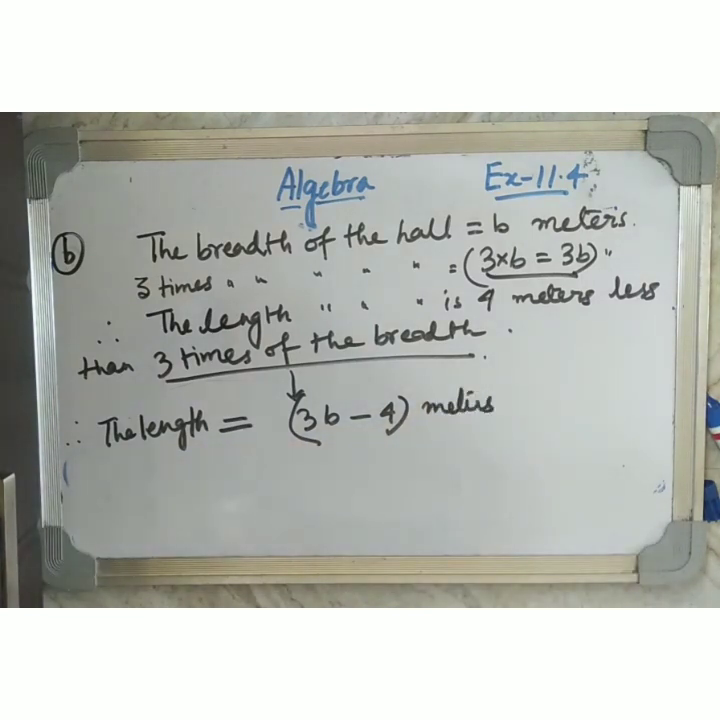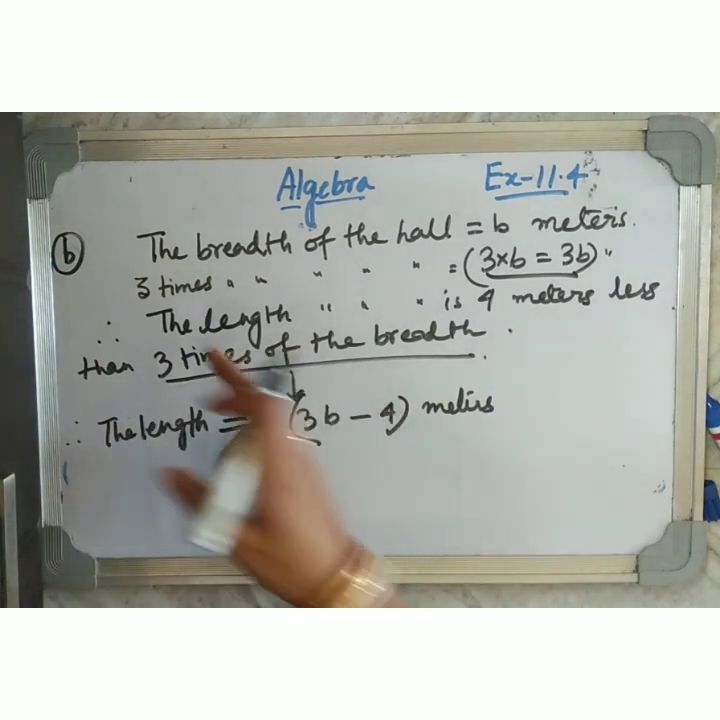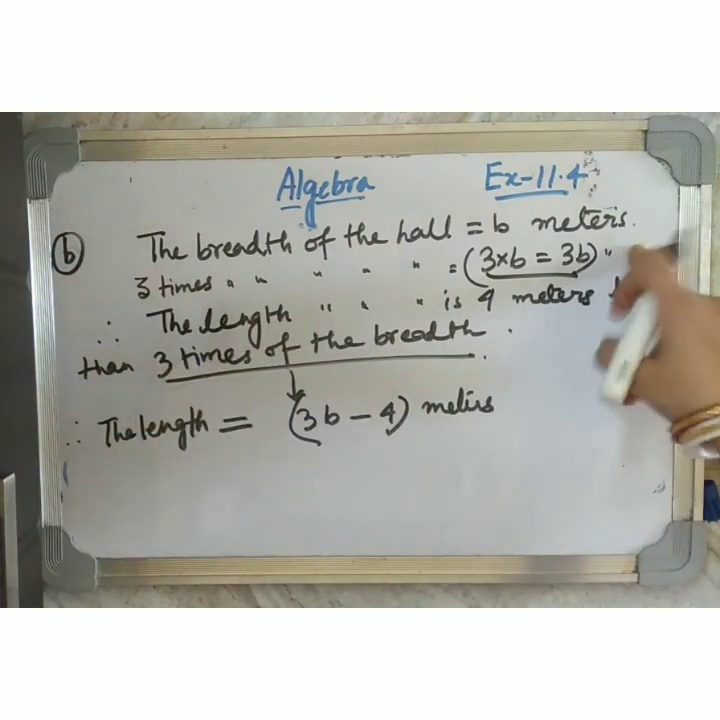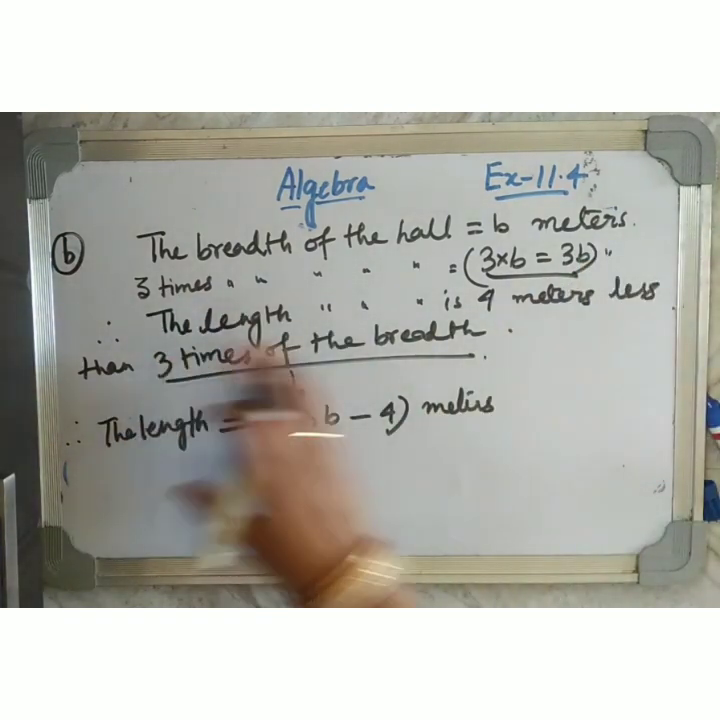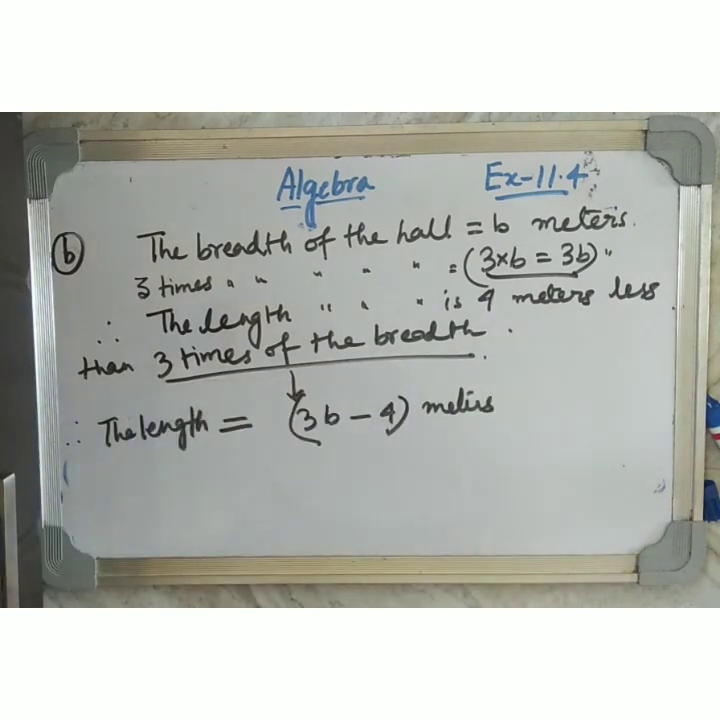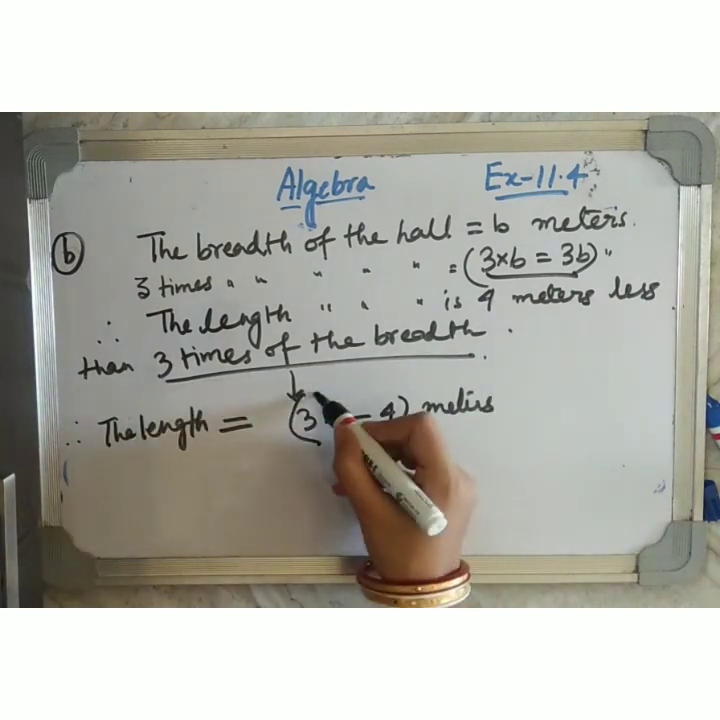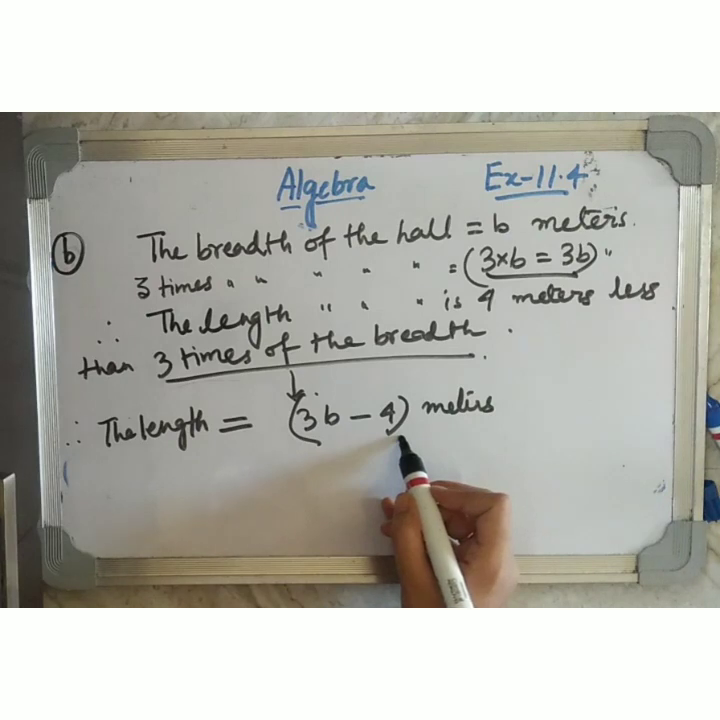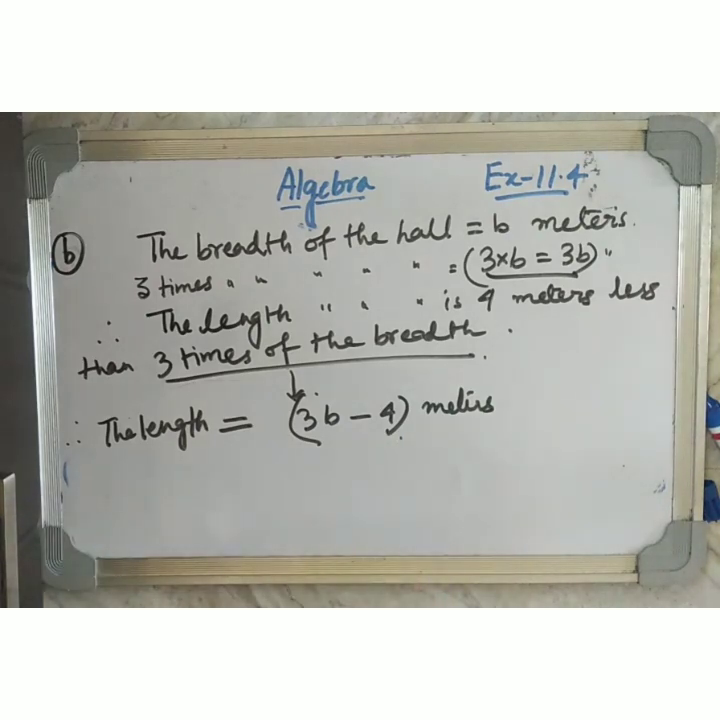So what have you done? First the breadth of the hall is b meter, it is written. Then it is written 3 times of the breadth of the hall, from it minus 4 will be the length. Okay. So first you have found what is the thrice of the breadth, that is 3b meters. After that the length is 4 meter less than 3 times of the breadth. So it was the 3 times of the breadth, and from it minus 4 will be its answer, because 3b minus 4 meter is the length of the rectangular hall. Now let's come to the next sum.